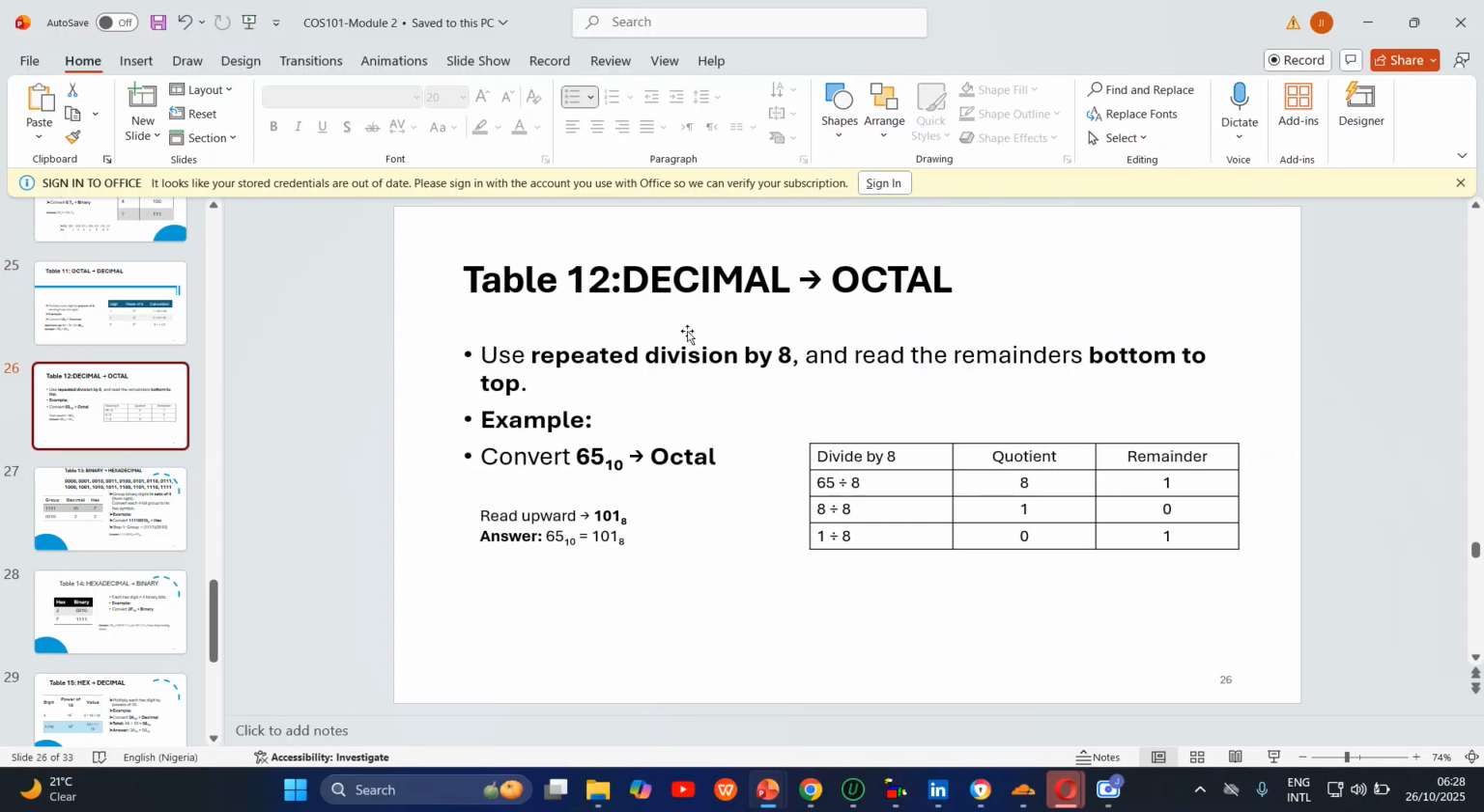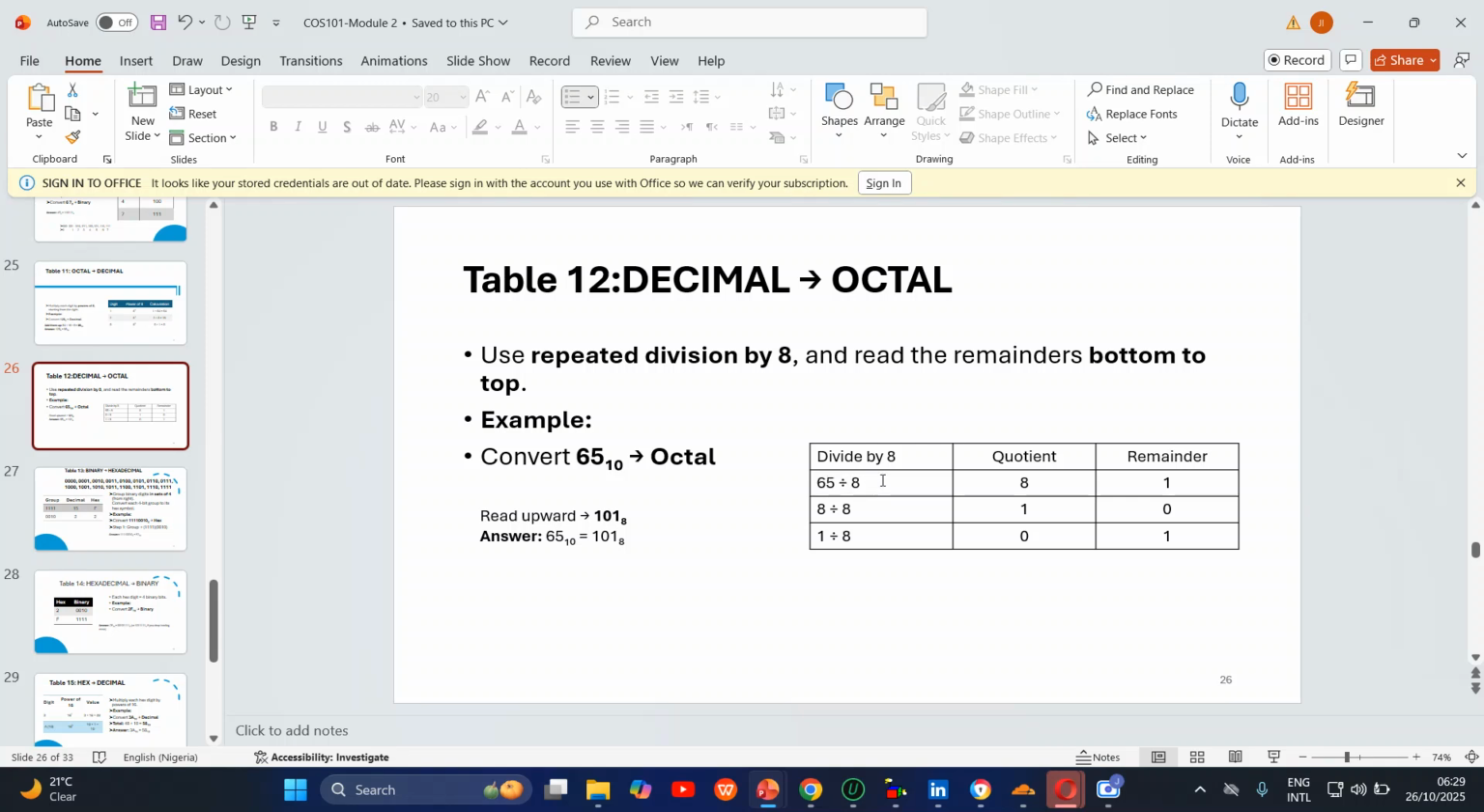Okay, now decimal to octal. So use repeated division by 8 and read the remainders from bottom to top. So the same way we did for binary, where we were dividing by 2, for this one we are dividing by 8, right? Now this is decimal. Now you have 65 base 10 to octal.